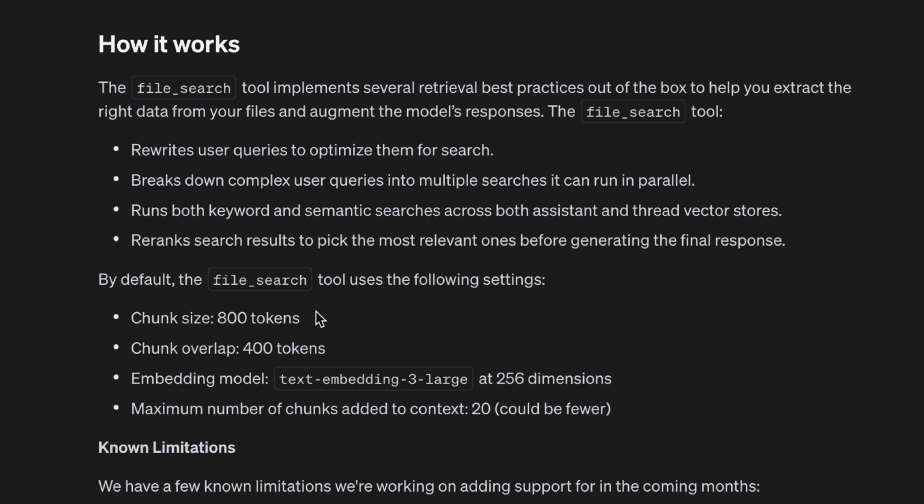You have to chunk your documents, especially if you're working with large PDFs. So it talks about a lot of stuff over here. So how file search works: it rewrites user queries to optimize them for search, breaks down complex user queries into multiple searches, which can run in parallel, which is kind of awesome. It runs both keyword and semantic search across both assistant and thread vectors and re-ranks the search results to pick the most relevant ones. So this one's kind of great. When I first checked this feature out, I didn't know that they were using re-rank as well. So re-rank is like an additional step where you would fetch the relevant documents and then rank those documents in terms of how related they are to your query.